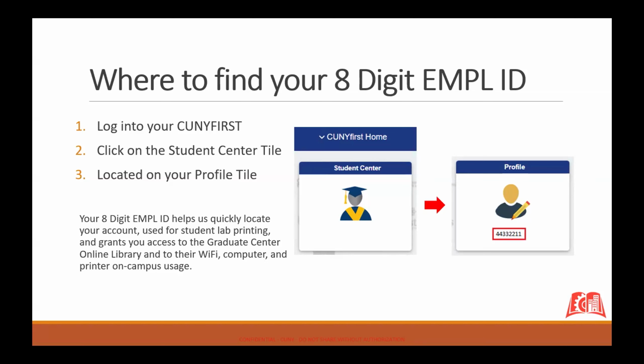You can find your 8-digit student ID by logging into your CUNY First account, clicking on the student tile, and it will be the 8-digit number underneath your profile on the tile.